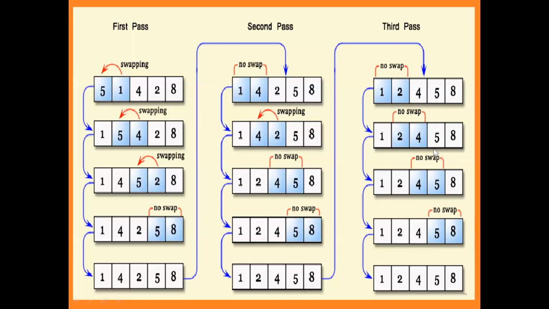But in this pass, we are not doing any swappings. So that indicates that our list is already in sorted order. Whenever the list comes into sorted order, we just stop the process. So this is the way to perform sorting using the bubble sort technique.